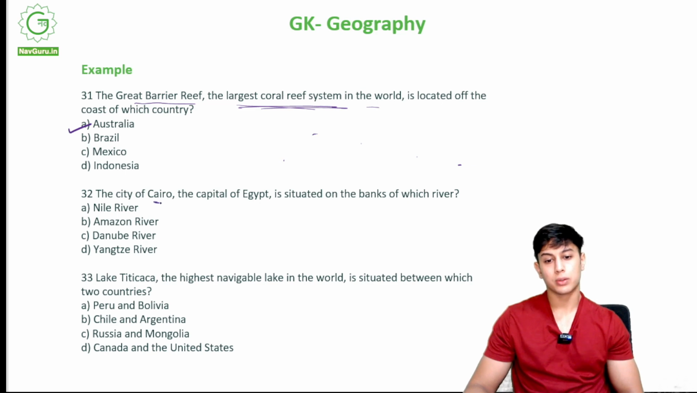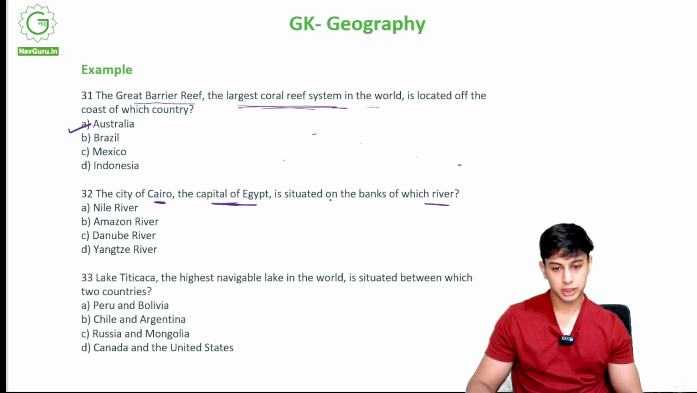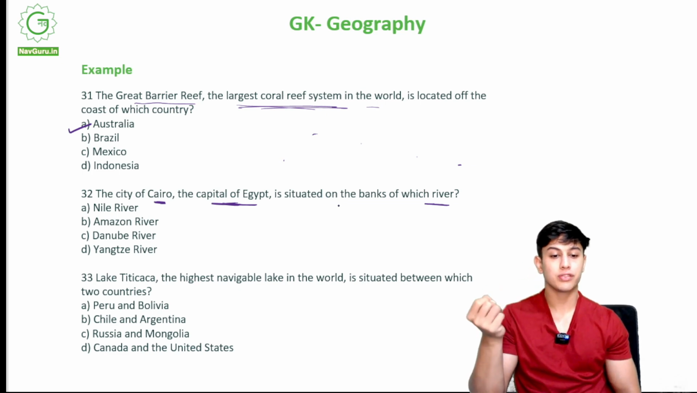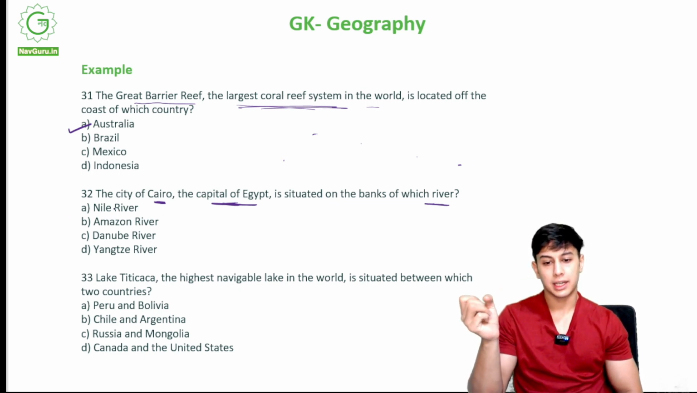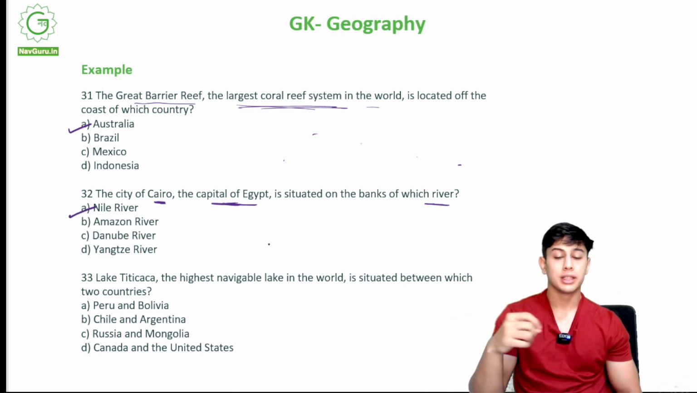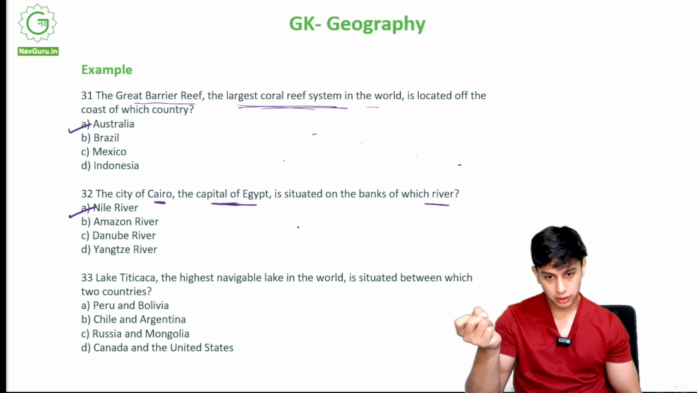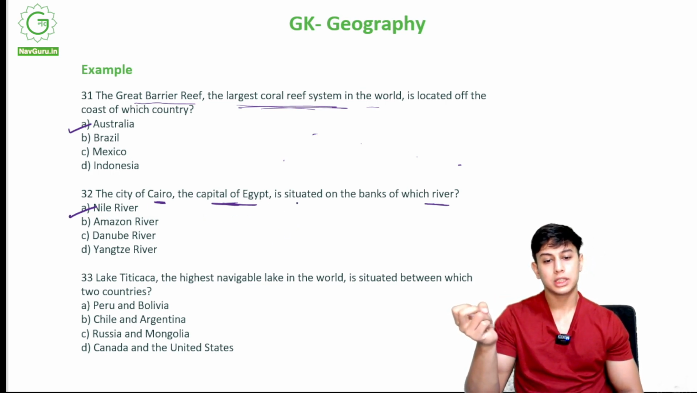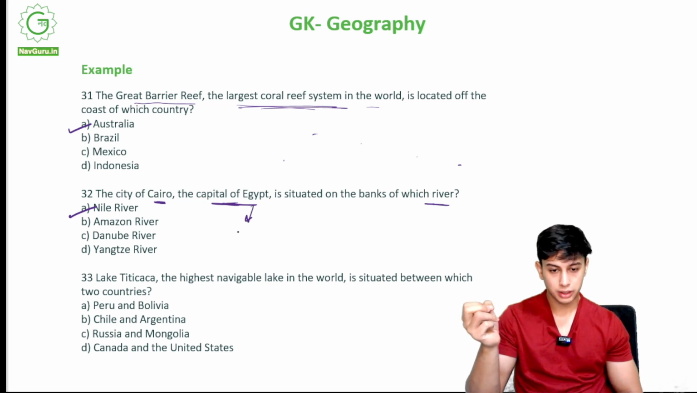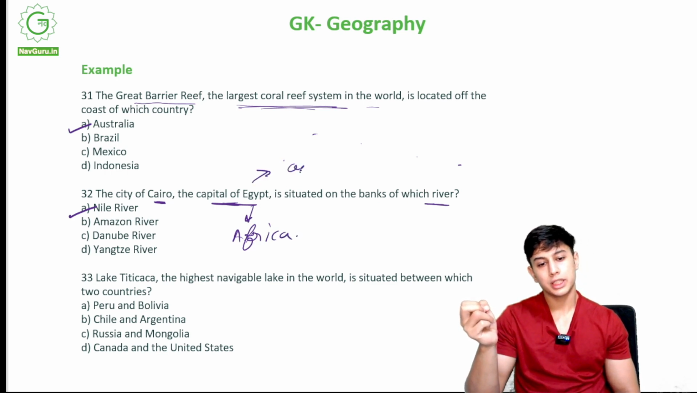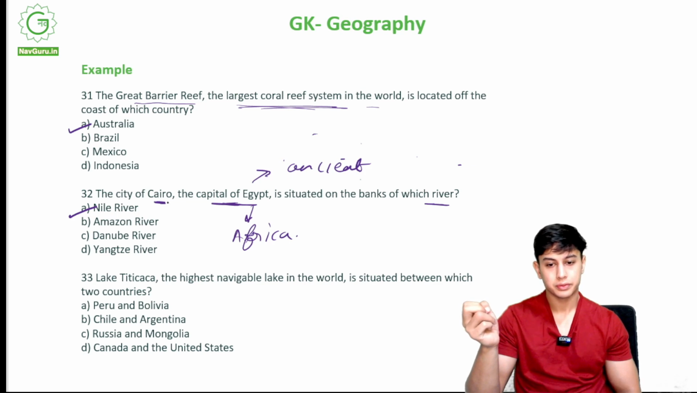The city of Cairo, the capital of Egypt, is situated on the banks of which river? So Egypt has Cairo. Now Cairo is located on the banks of which river? Is it Nile? Is it the Amazon? Is it Danube River or is it Yangtze River? It is A, Nile. This is one of the most ancient cities in the world. Egypt is in the African continent. It is one of the most ancient civilizations of the world, and its capital is Cairo.